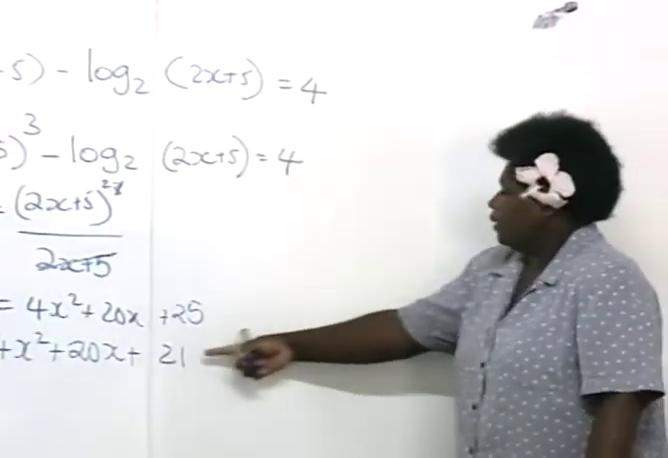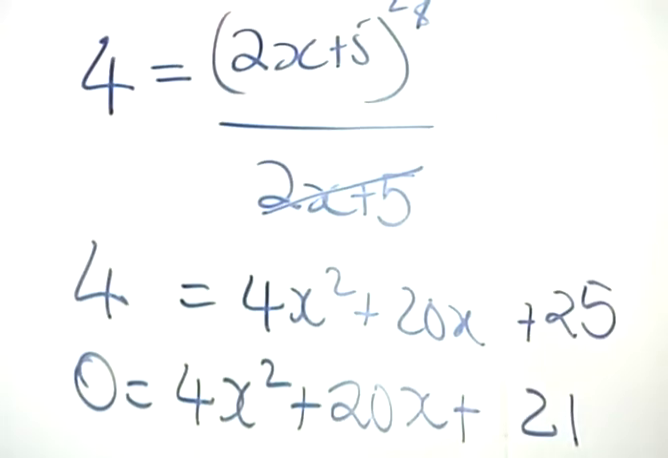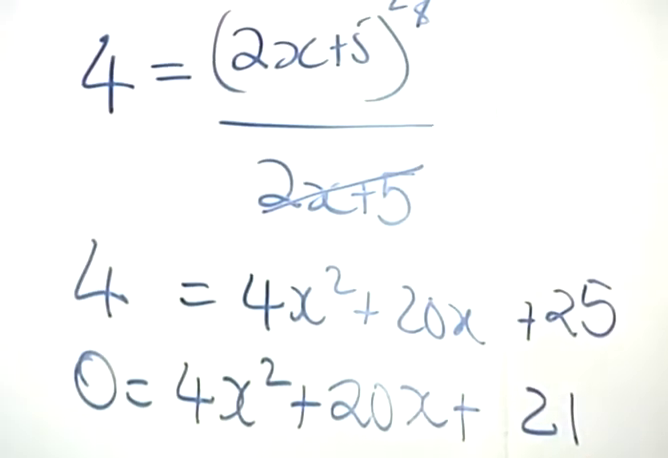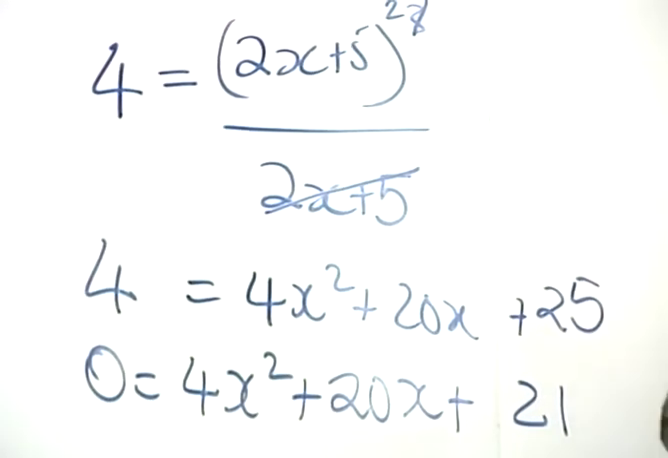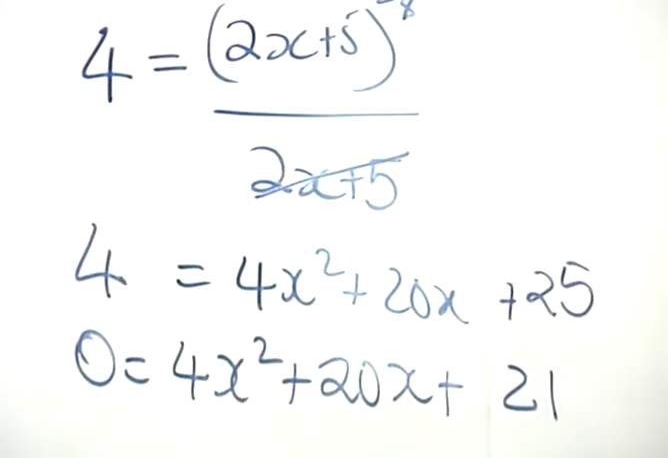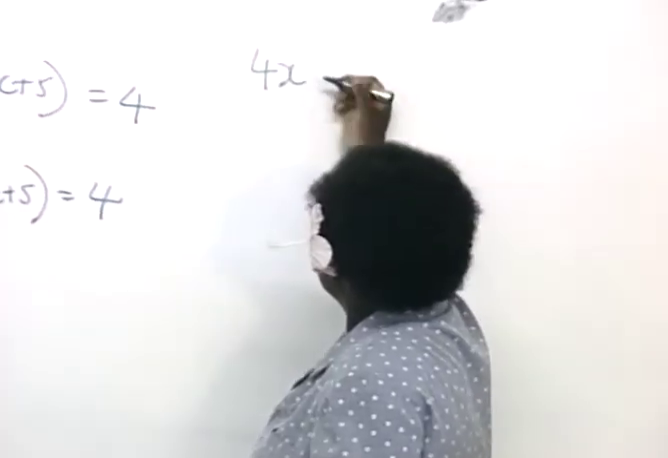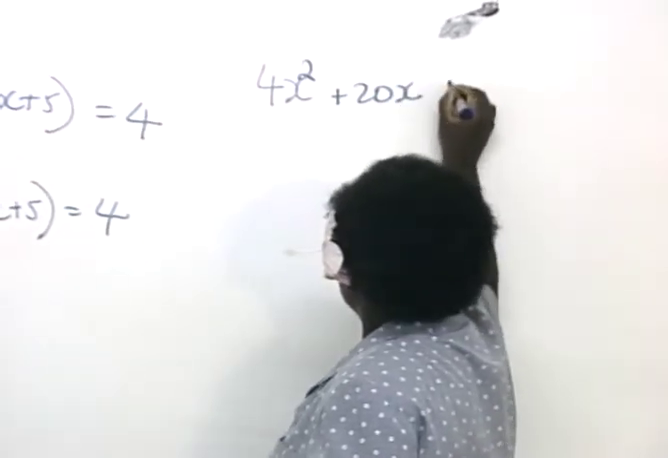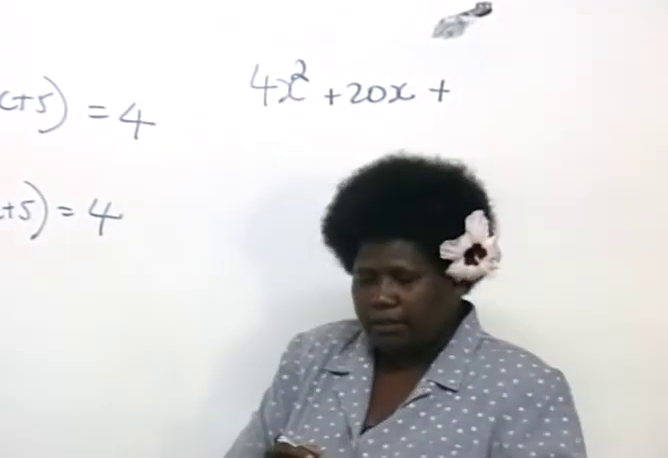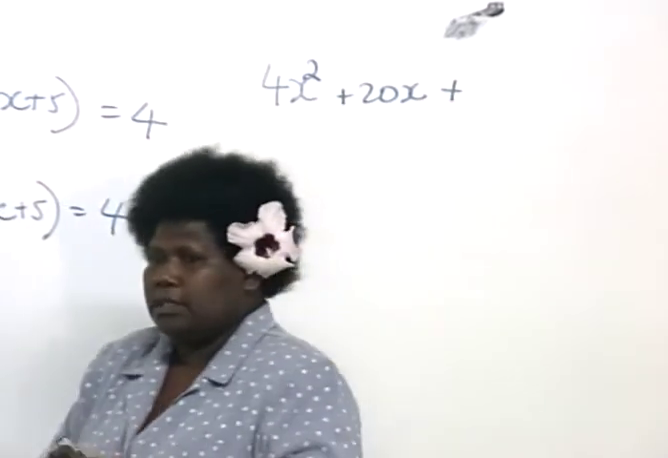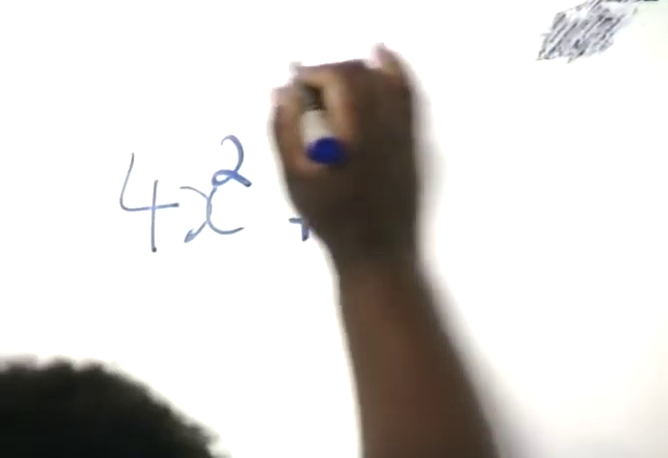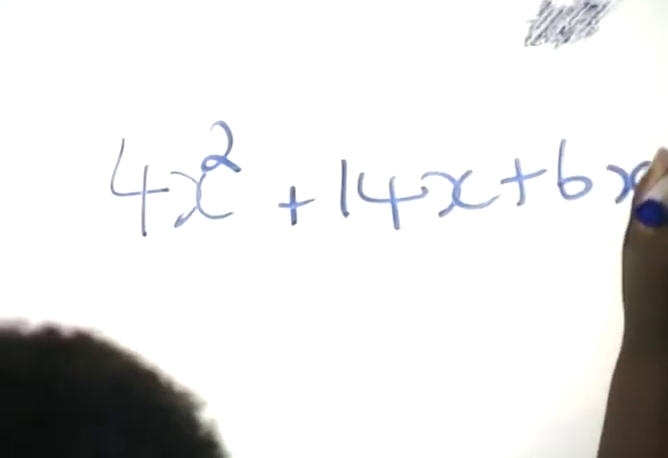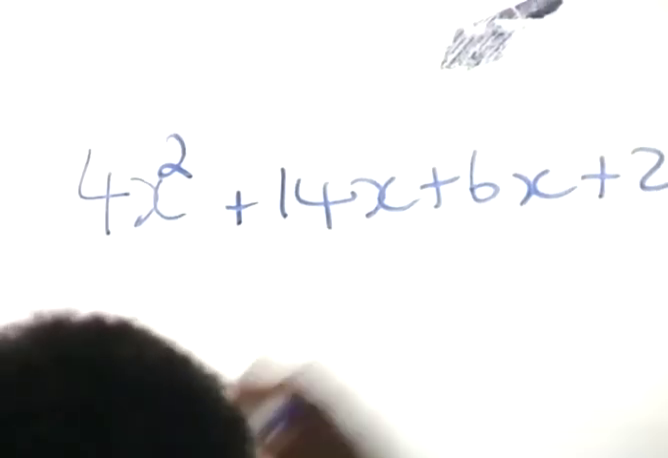Okay, when you factorize, I hope you haven't forgotten because you are going to do an exam this term. 21 times 4 will give, what's 21 times 4? 84. Two factors of 84 that will give 20 are? 6 and 14. So instead of 20x, you get 14x plus 6x plus 21 equals 0.